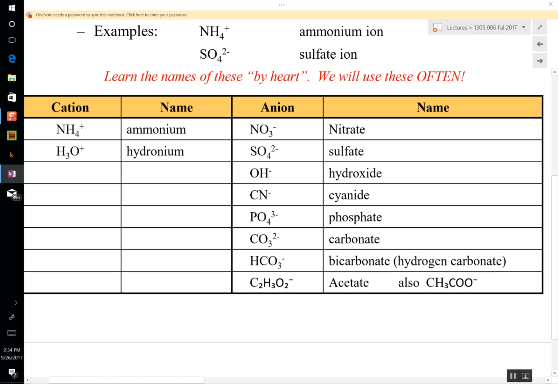It says it's also CH3COO minus, but in ionic compounds, you will usually see it represented this way. If you go to organic chemistry, you'll see it represented that way. But notice they're the same. Two carbons, three hydrogens, and two oxygens, and a negative charge. So it's just a different way of writing it. It's nothing else, but this is the way you'll normally see it in a formula for an ionic compound.